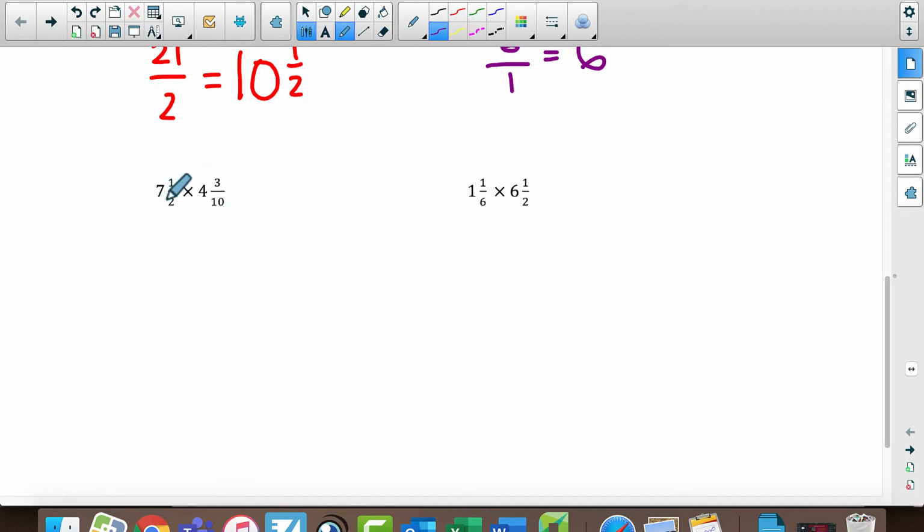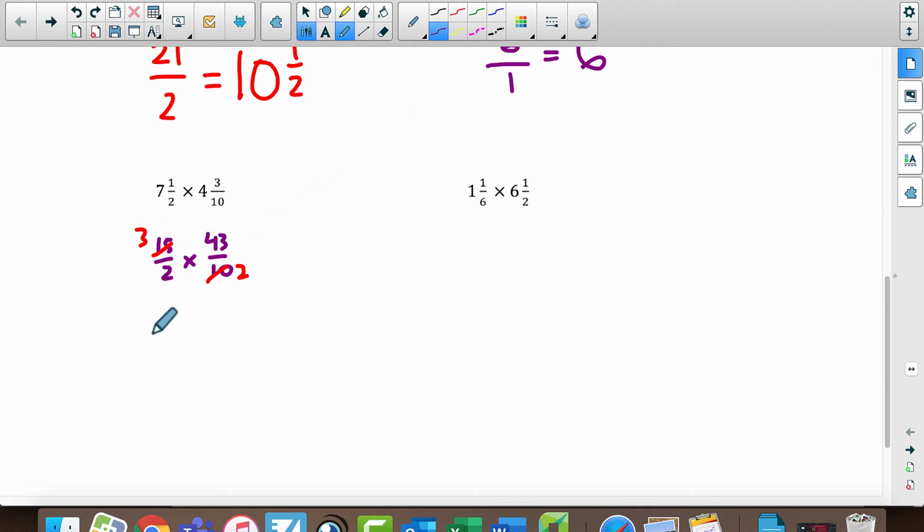Change it to improper. 7 times 2 is 14, plus 1 is 15 over 2, times 4 times 10 is 40, plus 3 is 43 over 10. Now we look to ninja slice. You can only do these ones, I think. Divide them both by 5, and you get 3 and 2. Can I cancel the 2's? No. Why not? Because those are both denominators. You need to have one numerator and one denominator. One number on the top, one number on the bottom. There's nothing else you can do. Oh, it's not the easiest one.